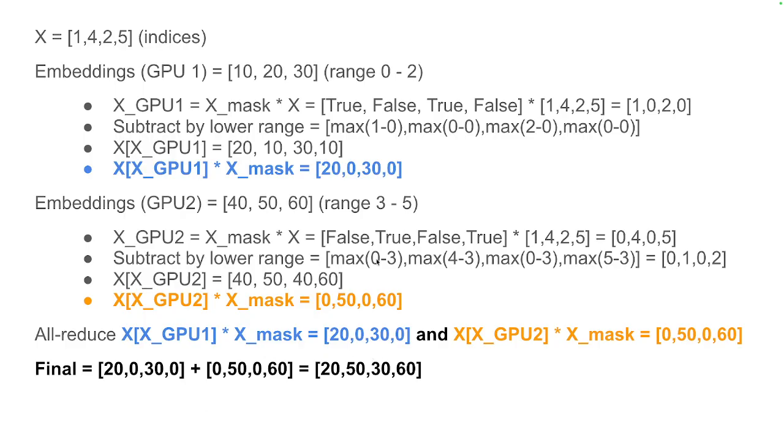Now you can do an all reduce communication, where you add these two matrices and then send it to all the GPUs. Now you would basically have the entire embedding matrix that we wanted initially. So this is how vocab parallel embedding is done.